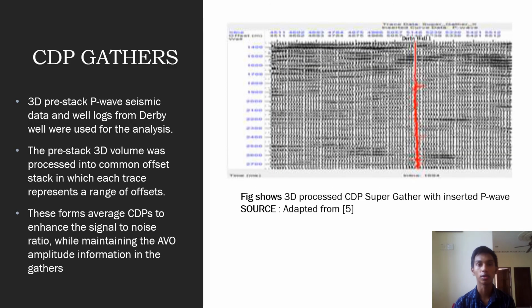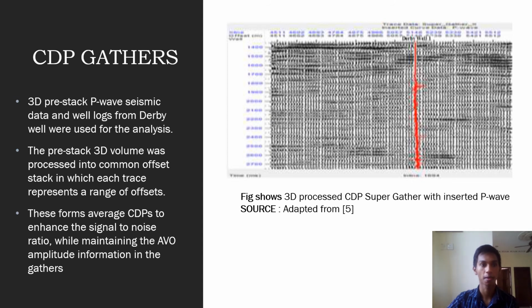First of all, I would like to talk about the CDP gathers. The 3D pre-stacked PVF seismic data and well logs from Derby well were used throughout this analysis. The pre-stacked 3D volume was processed into common offset stacks in which each trace represents a range of offsets. This forms average CDPs to enhance the signal-to-noise ratio while maintaining the AVO amplitude information of the gathers.